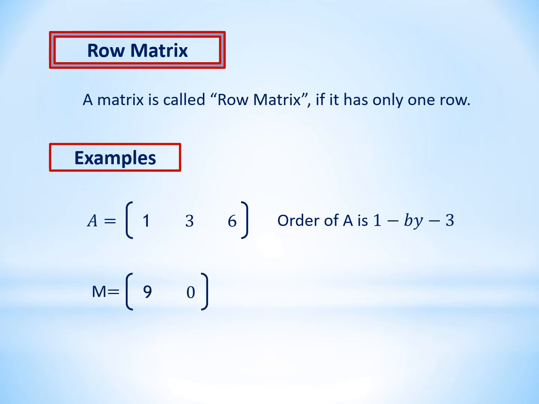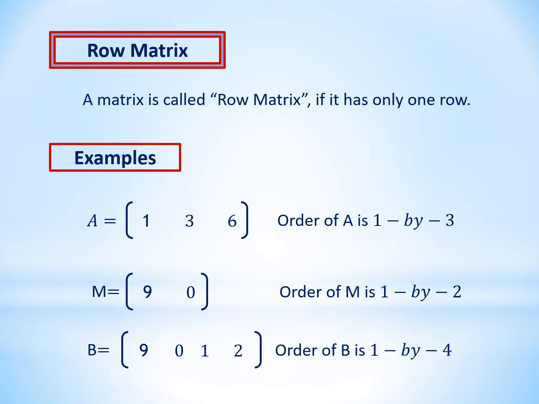Next example, matrix M, and it has one row and its order is 1 by 2, and we are familiar with this notation 1 by 2. Here this 1 is for row and this 2 is for column. Next, B. B matrix is also a row matrix as it has only one row and its order is 1 by 4.